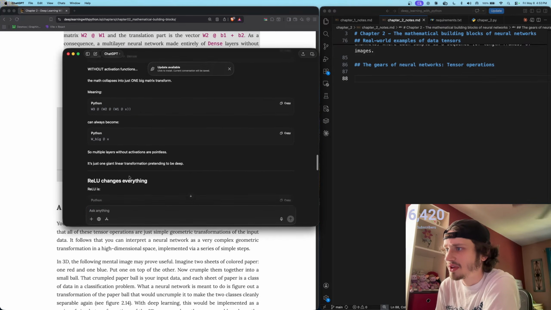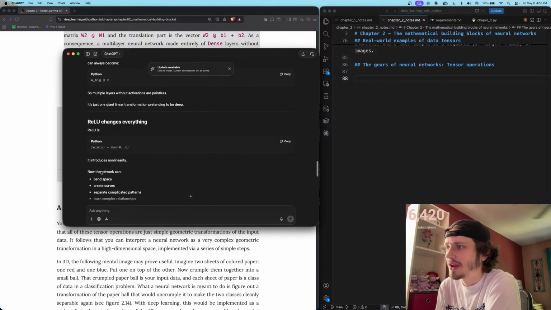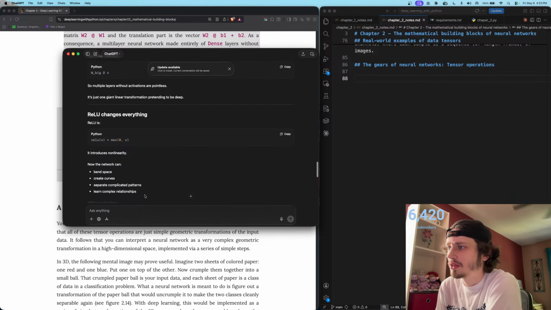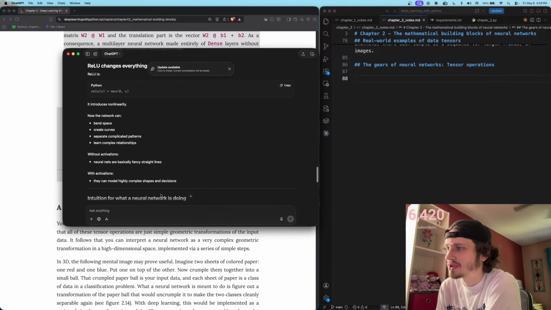ReLU changes everything. In Python, ReLU(x) equals max(0, x), which introduces non-linearity. Now the network can bend space, create curves, separate complicated patterns, and learn complex relationships. Without activations, neural nets are basically fancy straight lines. With activations, they can model highly complex shapes and decisions.